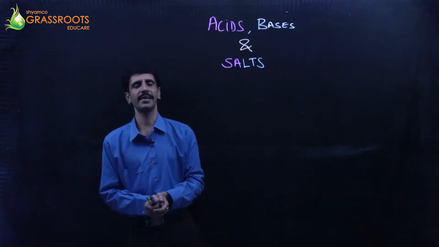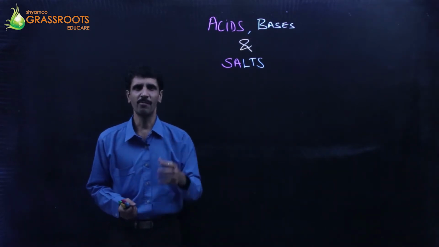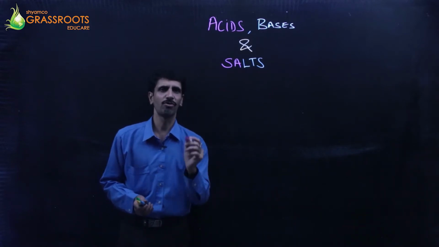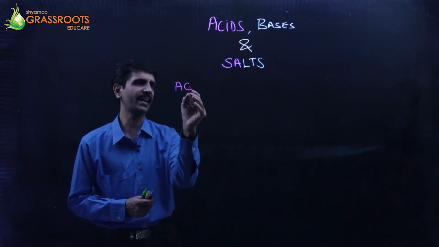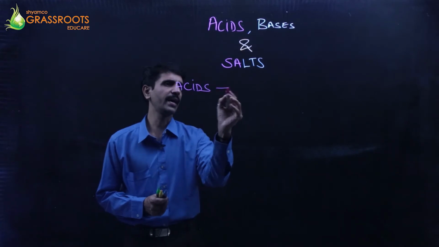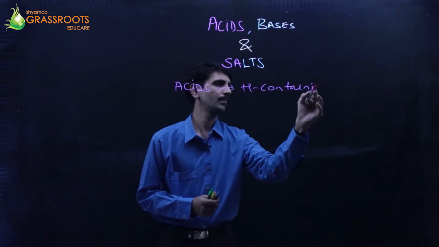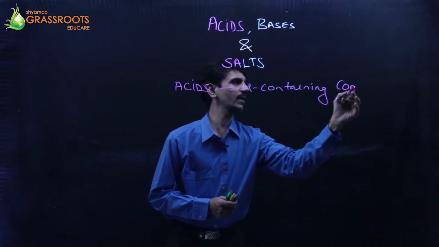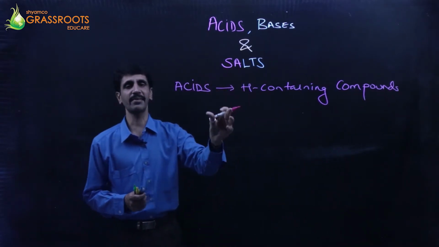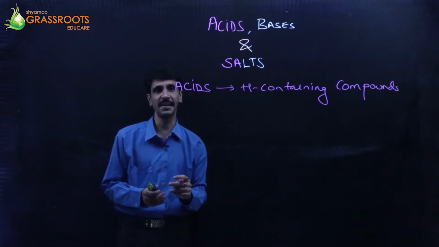So we begin with the acidic part and the basic part. The most important part in this case is the properties. To begin with the acids, they are hydrogen containing compounds. When I use the word compound, it means it's not only hydrogen. Along with hydrogen there will be some other species also bonded with it. So they are hydrogen containing compounds.